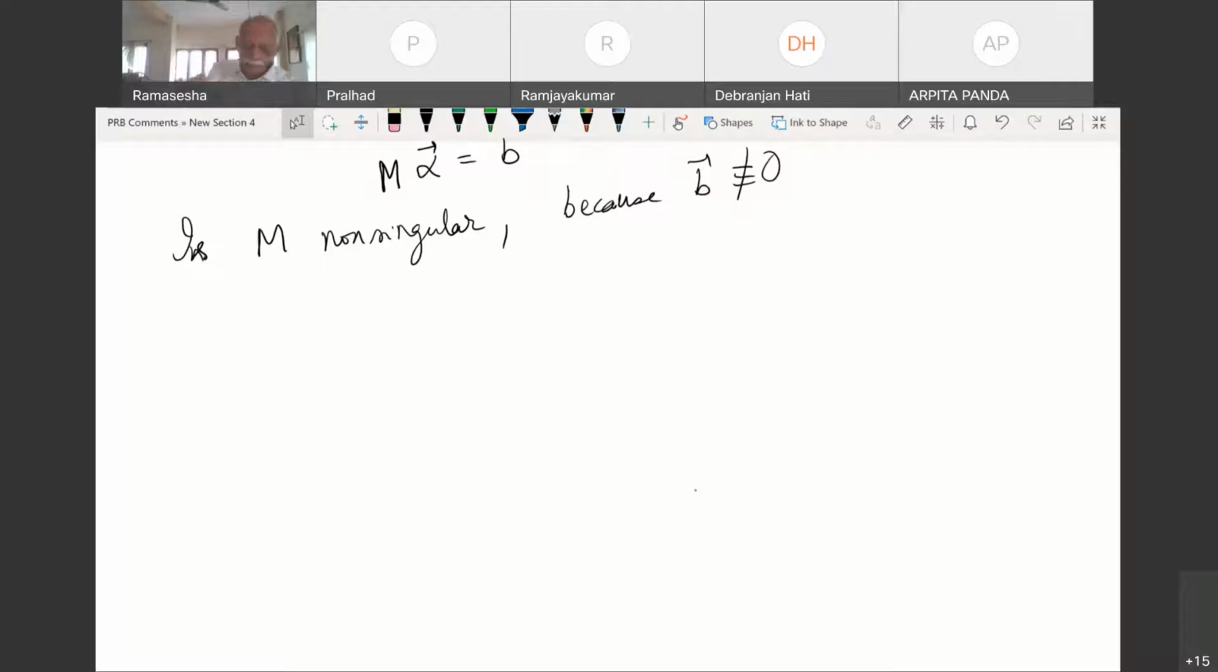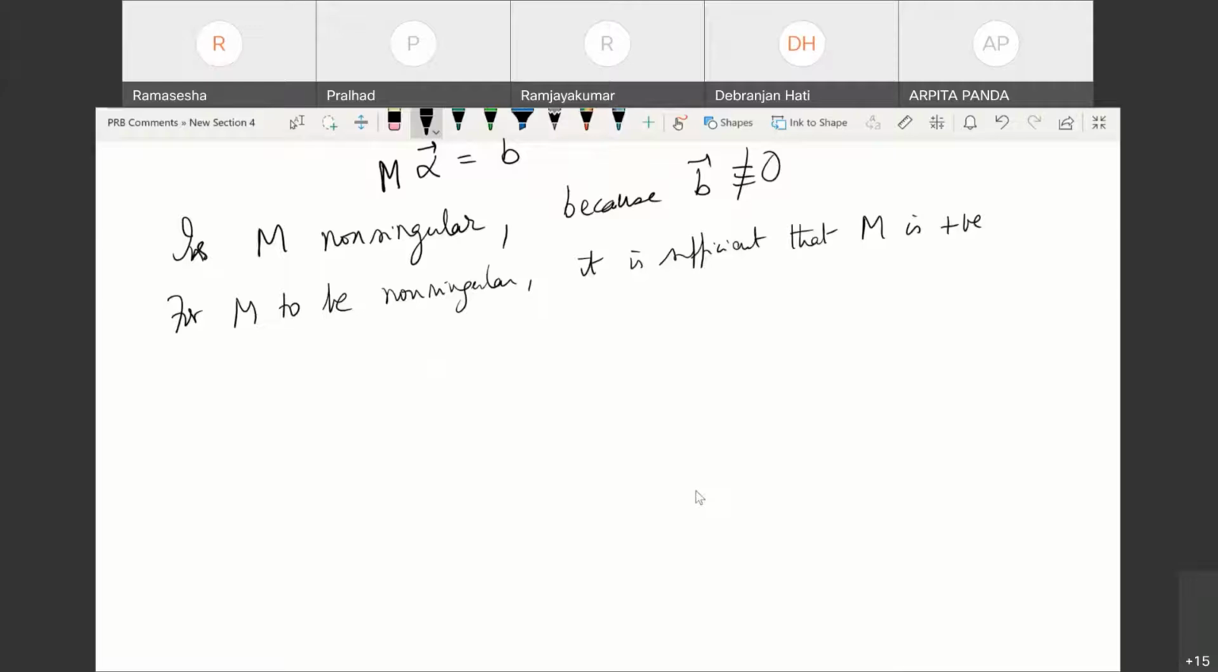So for M to be non-singular, it is sufficient that M is positive definite. Is it also a necessary condition? Is it necessary? I just said it is sufficient. Is it necessary and sufficient that M should be positive definite?